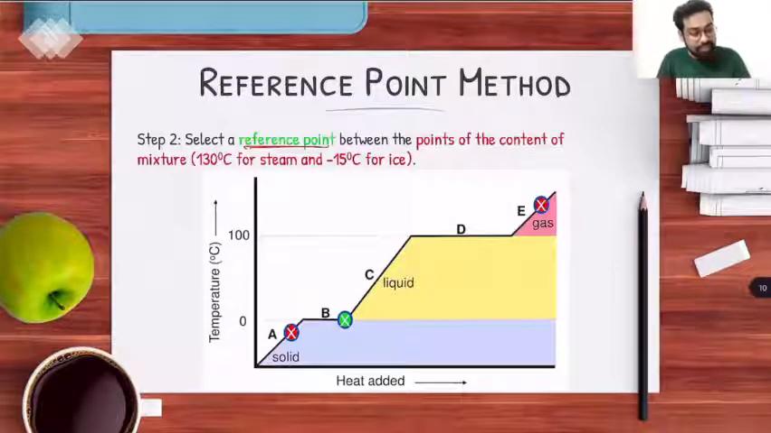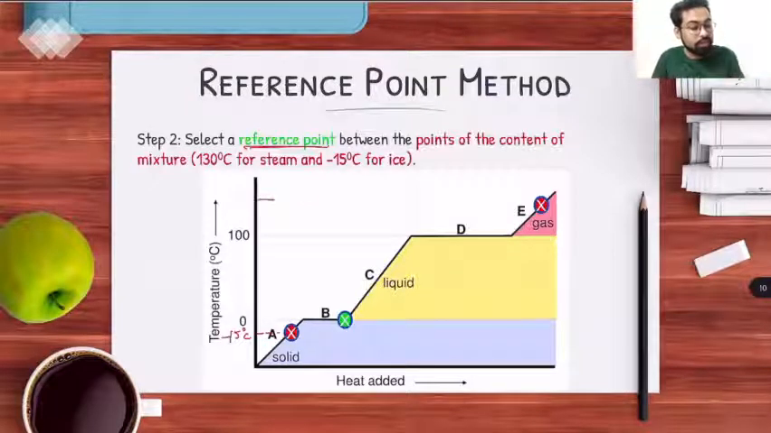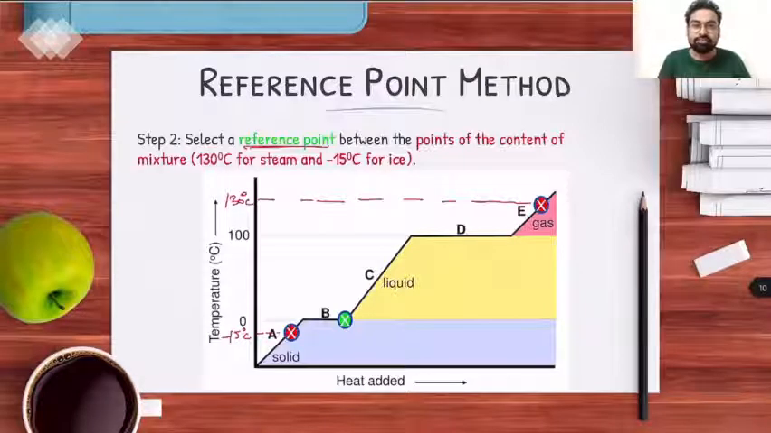I can see that ice was present at some minus 15 degrees Celsius. I'll call this the A point. Similarly, if you talk about the other point, let us say this point is point E, where steam is present at 130 degrees Celsius. Now, where exactly should I choose the reference point? It can be anywhere. Believe me, it can be anywhere.